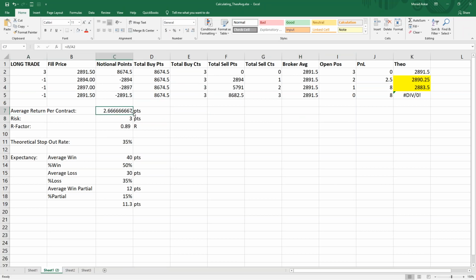And so the average return, even with the scratch on the last contract, becomes 2.67 points. We risked 3 points. We have an R factor because of our runner. Remember I talked about your runner, the third bullet being that contract that gets you the good R factor. You need a high R factor. So once the runner comes back and it scratches, we get less than a 1R, but we still made money, right?